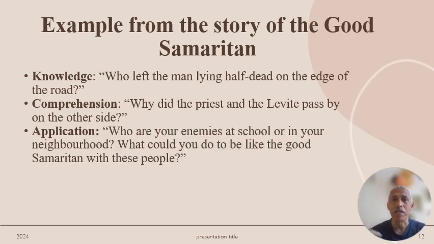A third level is the application. Who are your enemies at school or in your neighborhood? Now you're bringing it to yourself. They're not just telling you who left that person there or why those ones passed, but now the student is supposed to be bringing it to himself. Who are my enemies? For the Samaritans and the Jews, they were enemies. But the Good Samaritan was doing good for the Jew, for the enemy. So what does it mean to you? Who is your enemy that you have to be doing good to?